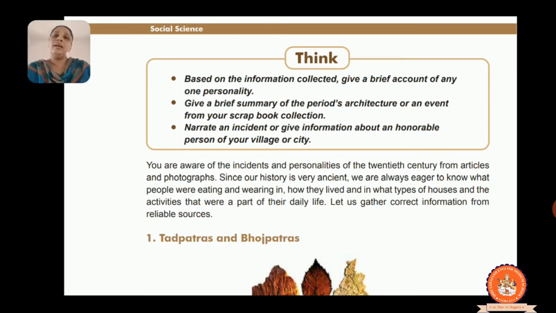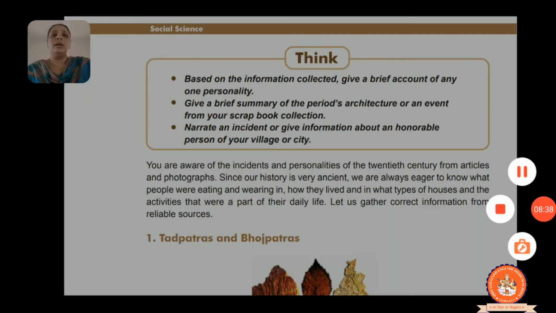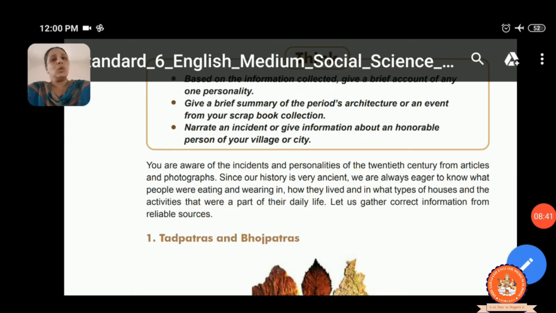So they wrote everything on the bark of the tree. Bark of the tree means when we look at a tree, they remove the upper part, and the inner part they used like paper and wrote on it. That is called Tatpatra.